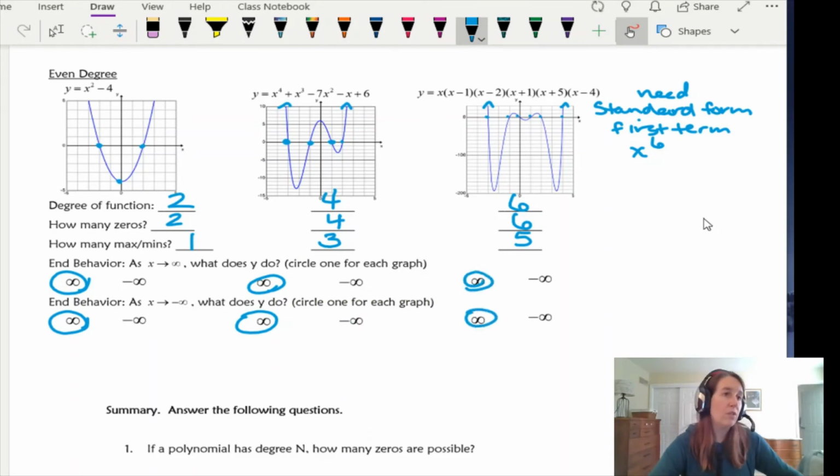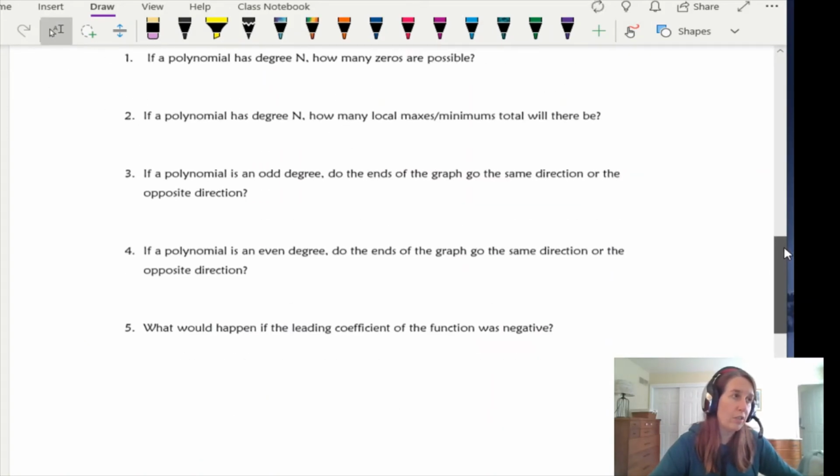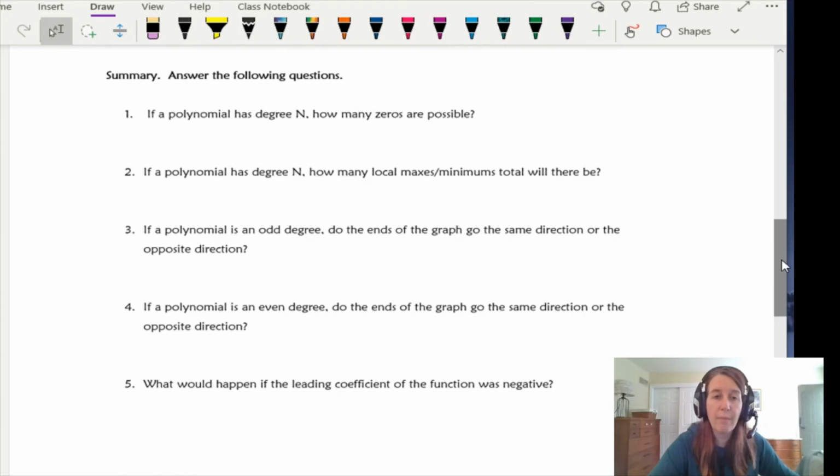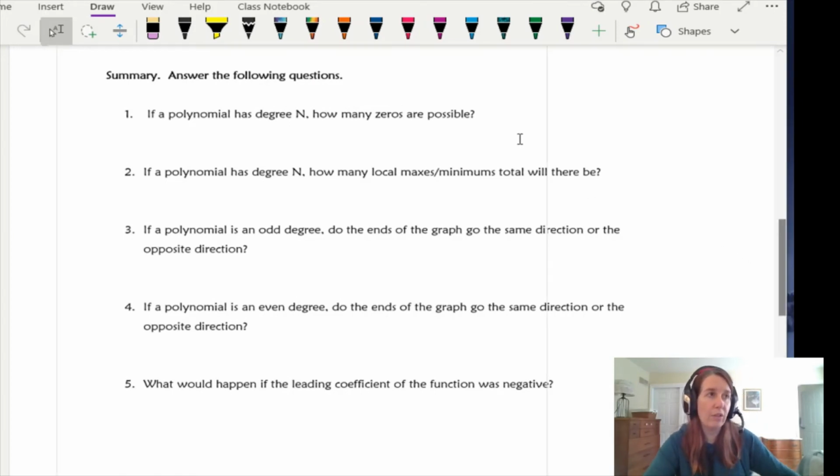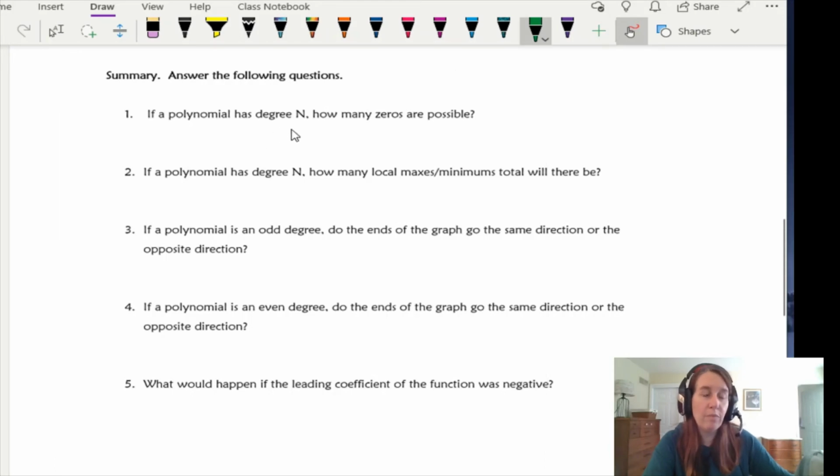Okay, so we're going to use that information to answer some questions on the back and kind of learn some things about polynomials just using those patterns. Okay, so the first question says, if a polynomial has degree n, how many zeros are possible? Okay, so notice that on the front, when it was degree 3, there were 3 zeros. When it was degree 6, there were 6 zeros. So whatever the degree is, there is a possibility of having n zeros.